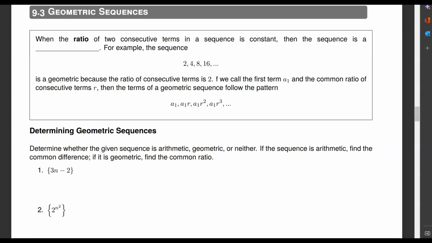All right, 9.3, we're talking about geometric sequences. When the ratio of two consecutive terms in a sequence is constant, so now we're looking at the ratio, then the sequence is a geometric sequence.